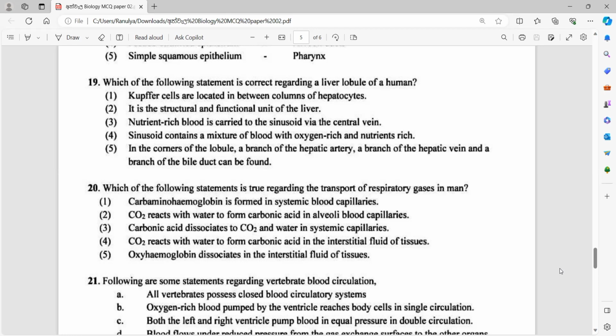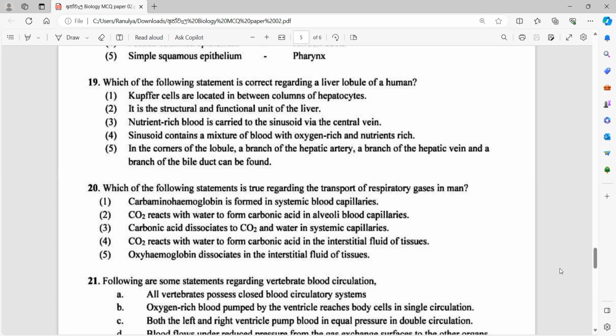In the corners of the lobule, a branch of hepatic artery, a branch of hepatic portal vein, and a branch of bile duct can be seen. Right? Branch of hepatic artery, branch of hepatic portal vein, and intralobular bile duct. So the answer should be fourth answer.